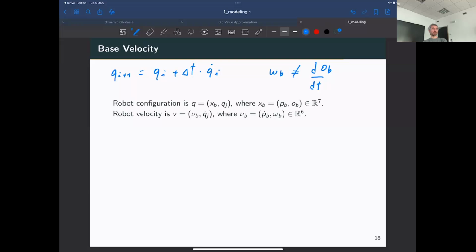Also, they don't have the same dimension. Of course, you could compute the rate of change of OB. And if you computed that, there are then expressions for mapping the rate of change of OB to omega b. So there is a direct mapping from O dot to omega.